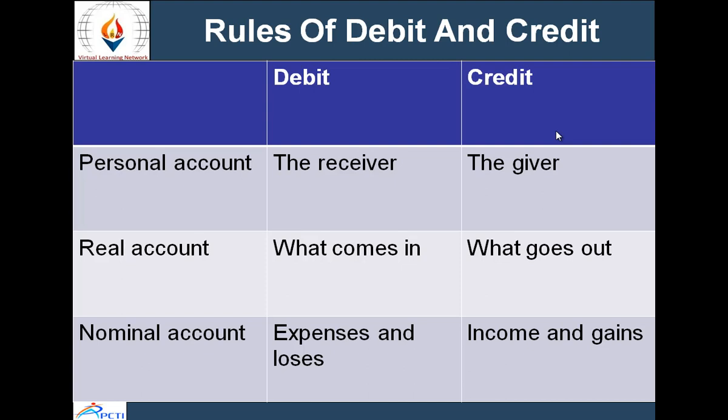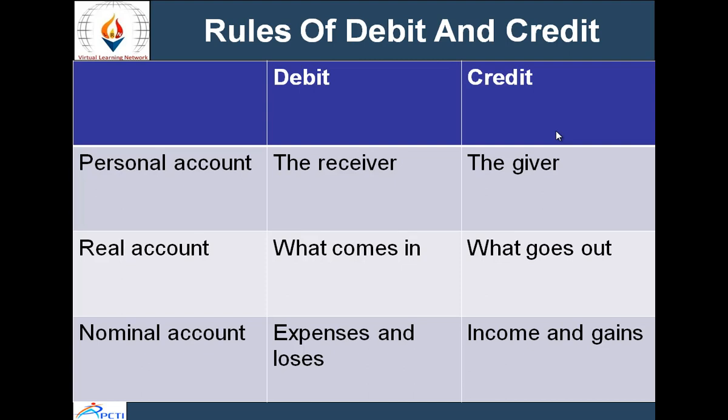Second is the rule for real accounts: debit what comes in, credit what goes out. Example: in the above example, we paid cash to Mr. X. In this case, the cash will be credited because cash goes out. In case of goods purchased from Mr. X, the purchase or goods account will be debited since the goods come in. Goods and cash are real accounts.